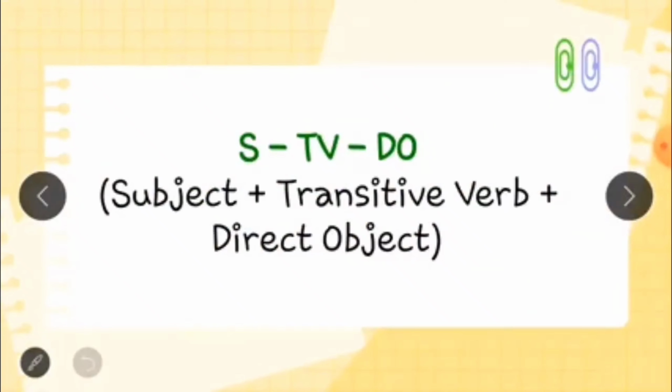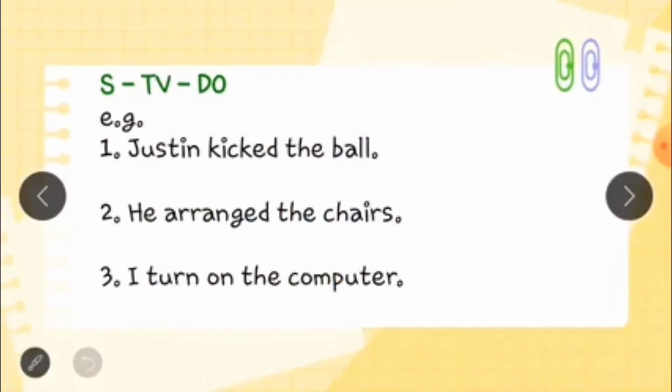The next pattern is STVDO, or subject plus transitive verb plus direct object. Transitive verb is the opposite of intransitive verb. This time, it requires an object to complete the meaning of the sentence, while direct object receives the action. Let's see the examples.